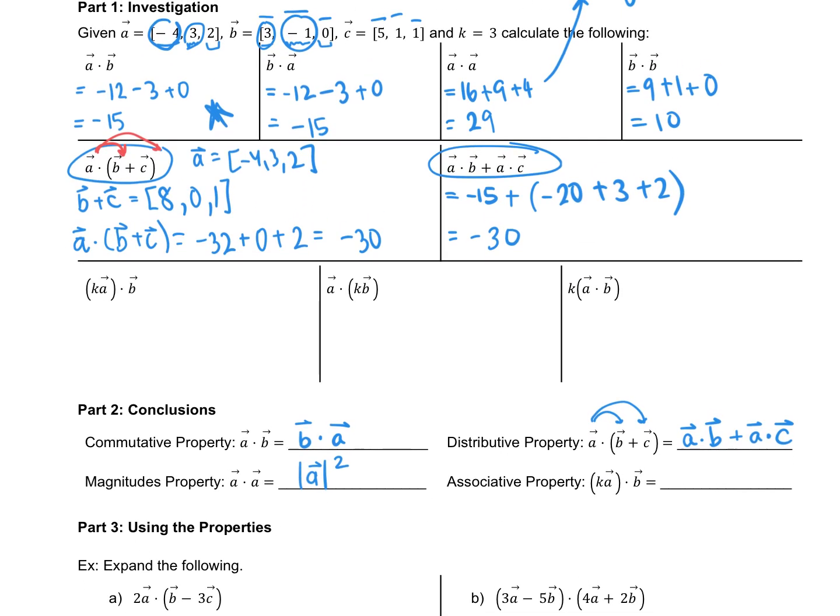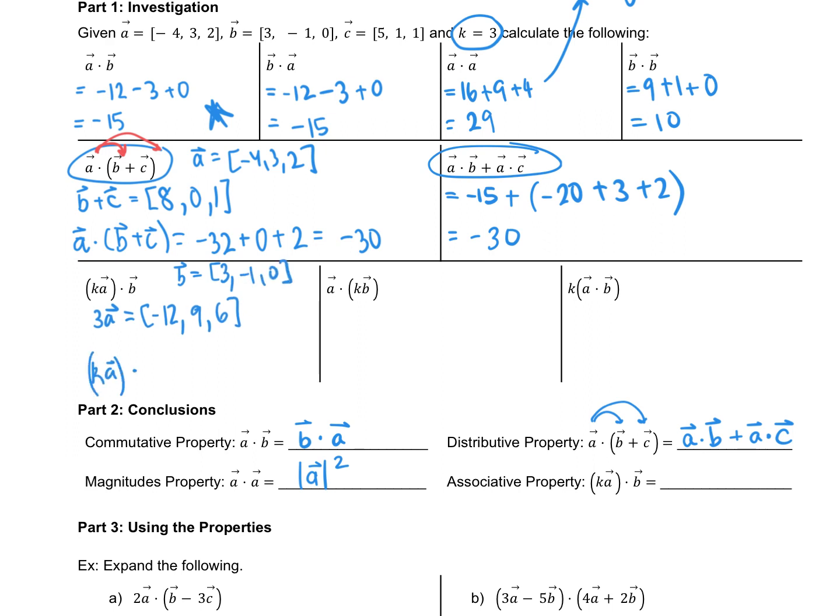Okay, finally, we're going to take the dot product when a scalar is involved. And that scalar that I mentioned at the top is just k equals 3. All right, so we want to do 3 times vector A first. And that's going to be 3 times -4, 3 times 3, and 3 times 2. And then we're going to take the dot product between that and vector B. And vector B is 3, -1, 0.